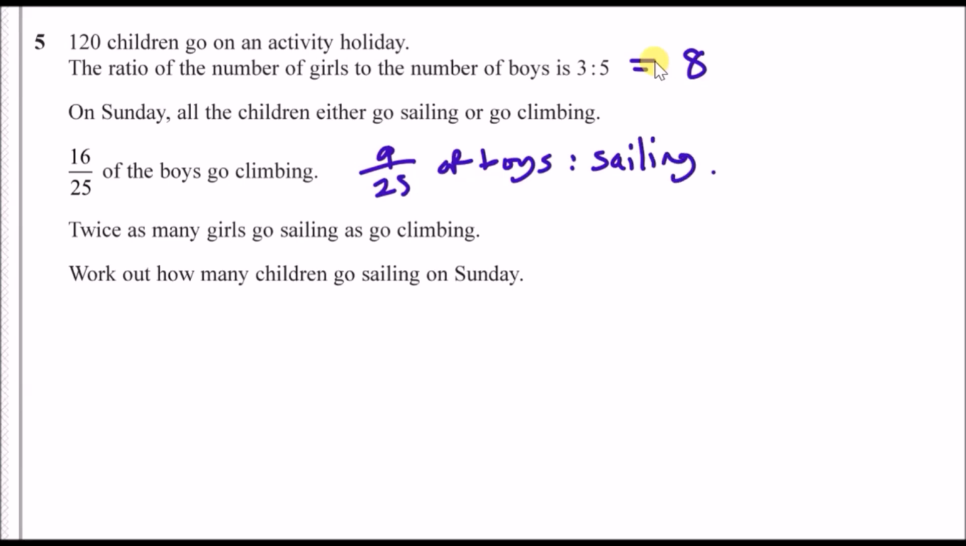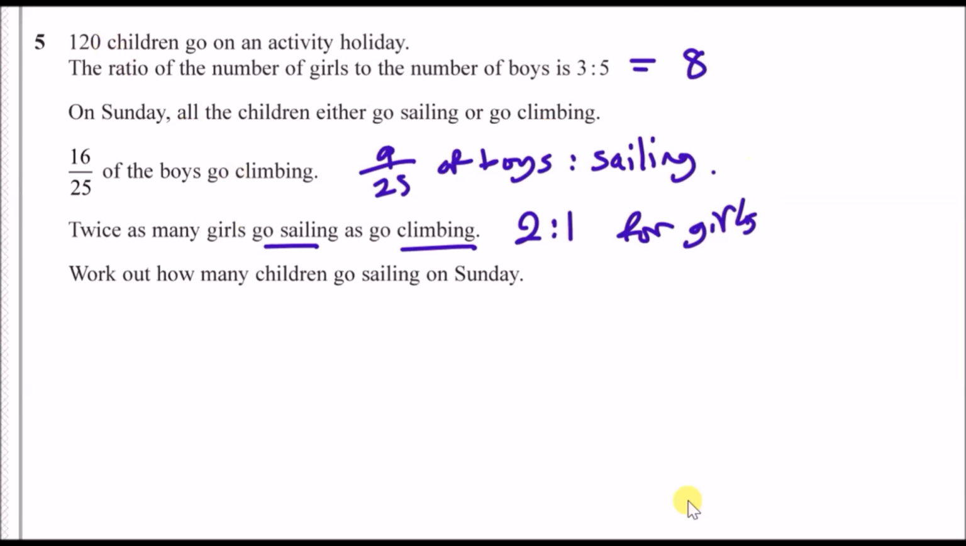Now, twice as many girls go sailing as go climbing. So that's useful. For the girls, we can say that this is basically 2 to 1, in the order of sailing to climbing. Work out how many children go sailing on Sunday. Okay guys, so there's quite a bit of info here, so what we should do is try and collect and break up the info.